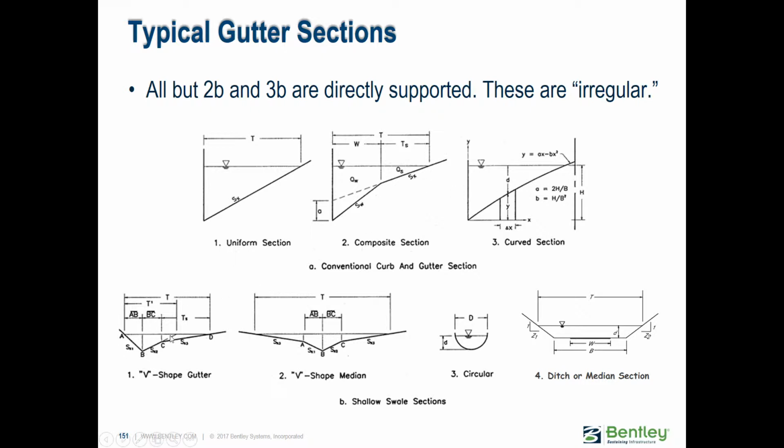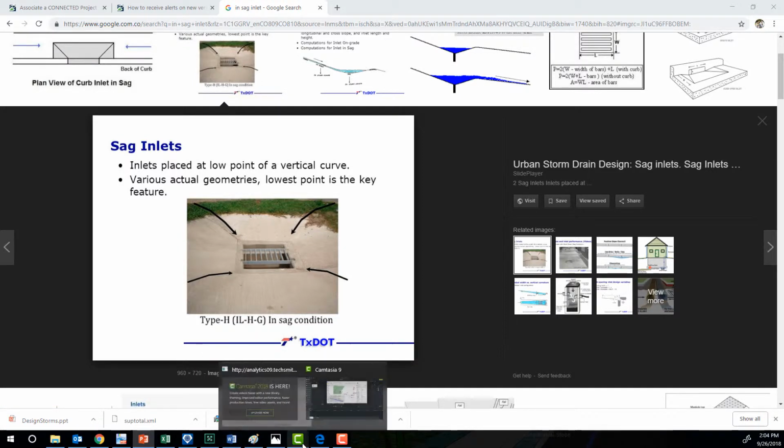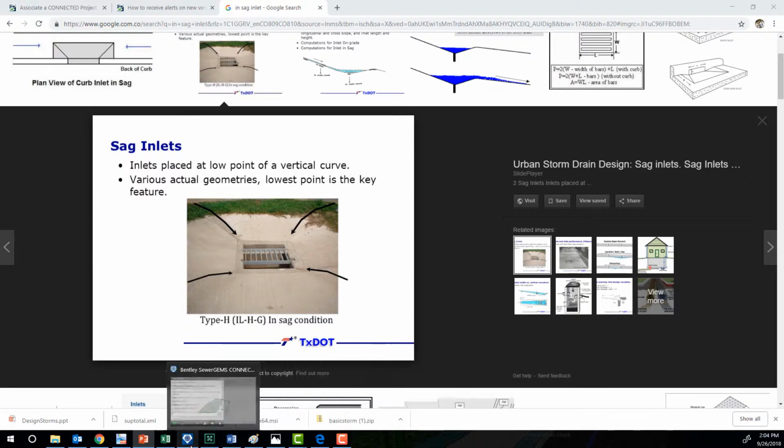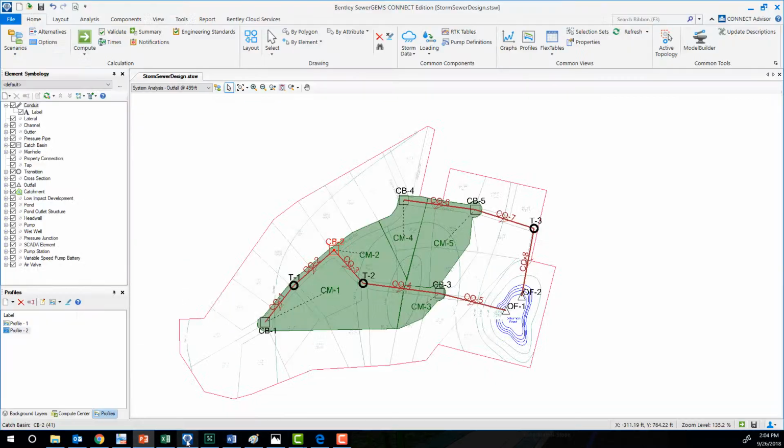You could have V-shaped gutters, a V-shaped median. You could have circular gutters and a ditch or median section. Okay, so different options. And let me show you actually in the software what we do with that. I don't know if you were here for this, Rodney, but it's a picture of what we mean by an in-sag inlet. The others we refer to as in-grade, on-grade actually. All right, I was going to show you the software.